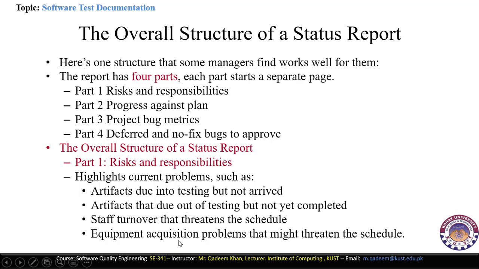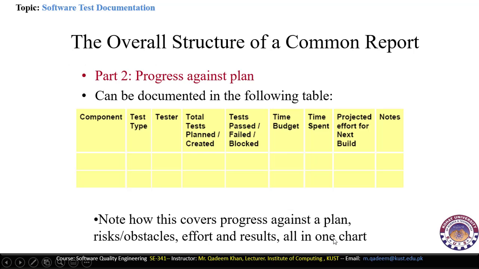And equipment acquisition problems that might threaten the schedules, that is, different equipment and their acquisition problems which may delay the testing process. This is the progress against the plans. That means the progress of the testing with respect to the plans. It has the following table.